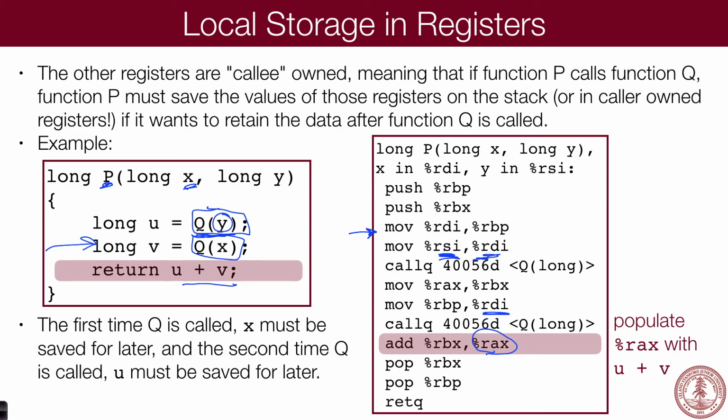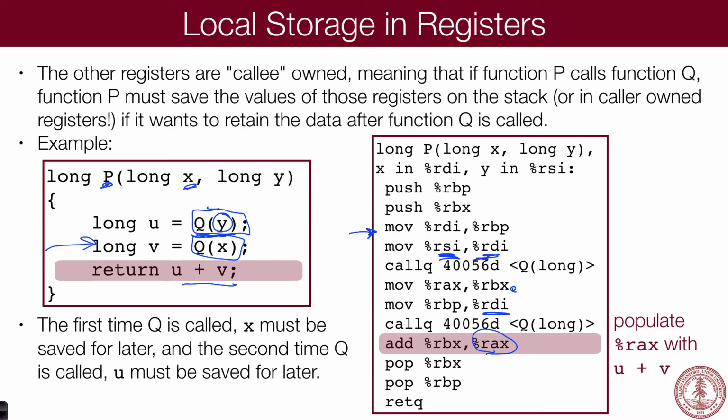Well, u, which was the value we just put in RBX, is now going to be added to the result which we just got back. So it's this big game of shuffling things around so that everything works out when you call these functions.